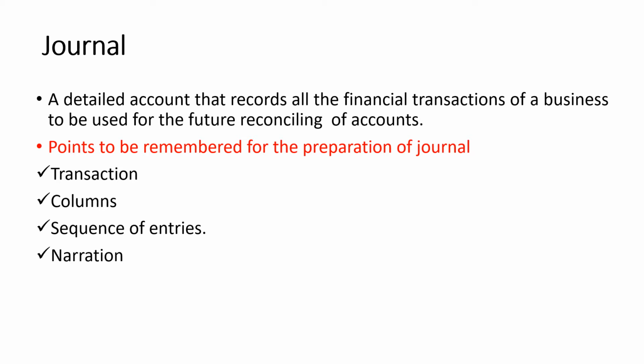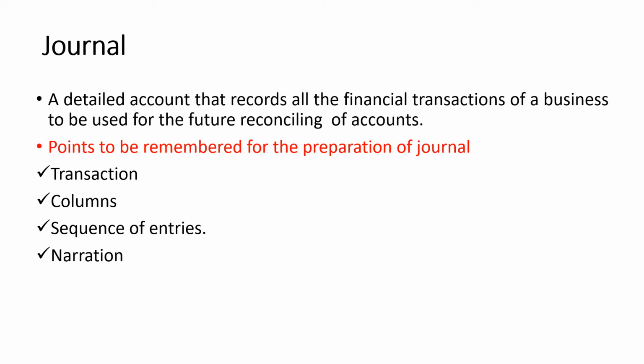Now, some of the points we have to remember for the preparation of journal. First is transaction, second is columns, third is sequence of entries, and fourth is narration. Transaction includes different business activities relating to buying, selling, receipts or payments of the business, which is measured in terms of money or monetary value. So in order to pass the journal entries, we need transactions. Usually we enter them on a daily basis.